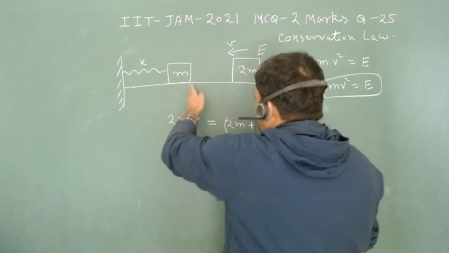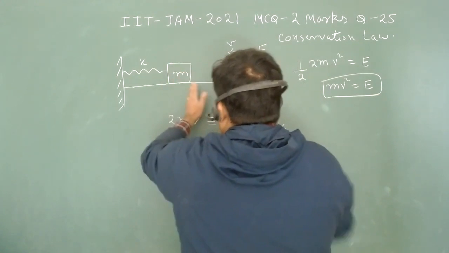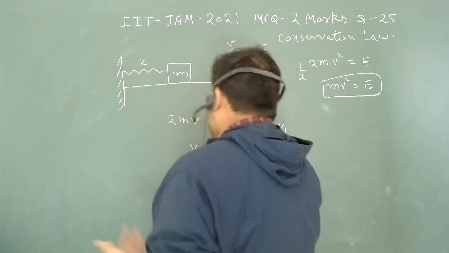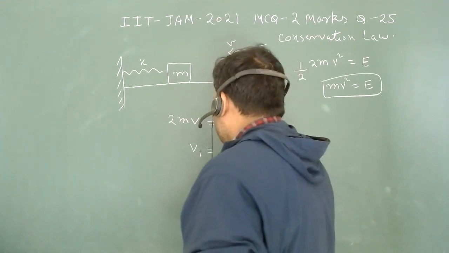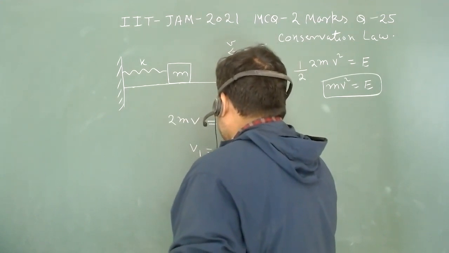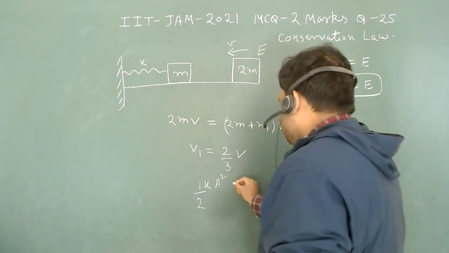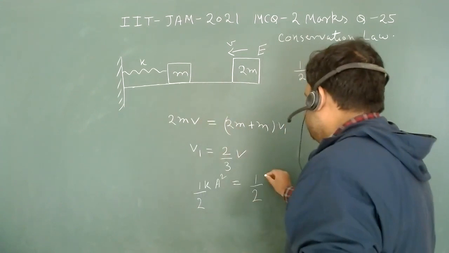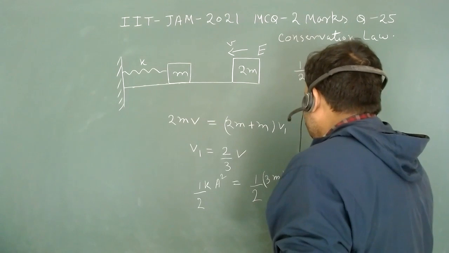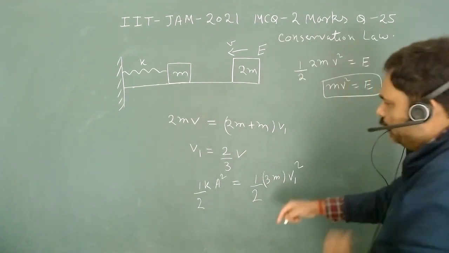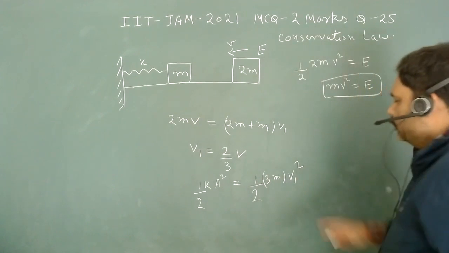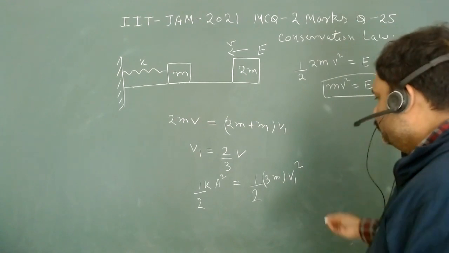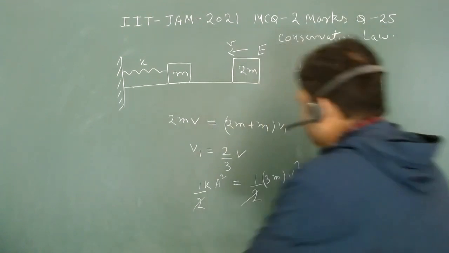After that, we can use conservation of energy, from after collision up to maximum compression. Let us assume that A is the maximum compression. So we have half K A square, and this is equivalent to half the combined mass 3m into v1 square. We have to write A in terms of V or E, mainly in terms of E. So this half is not needed here.